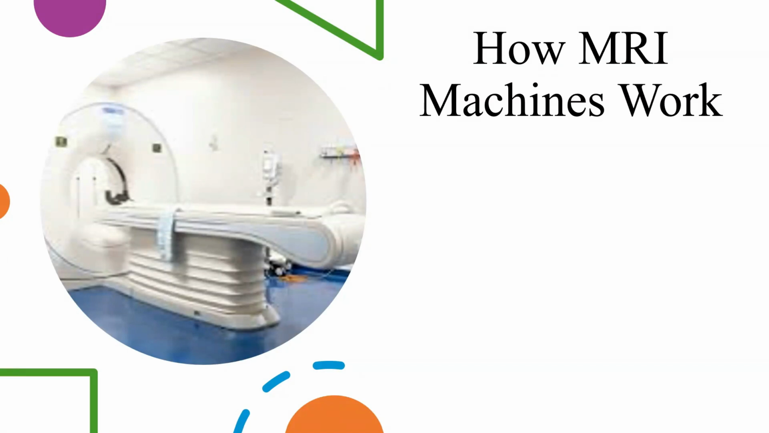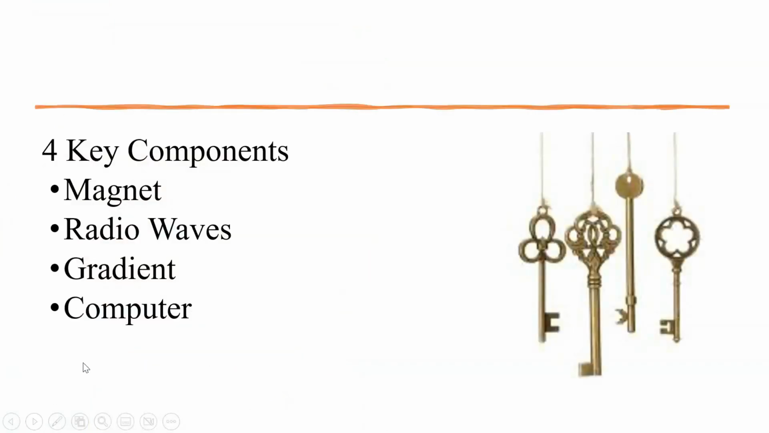So let's first talk about how MRI machines work. The watered down version of an MRI is that it uses radio waves and magnetic fields to create detailed images of what's going on inside the brain. But to dig deeper on that, there are actually 4 different components that make the MRI function as it does: magnets, radio waves, gradient, and of course, we need a computer.